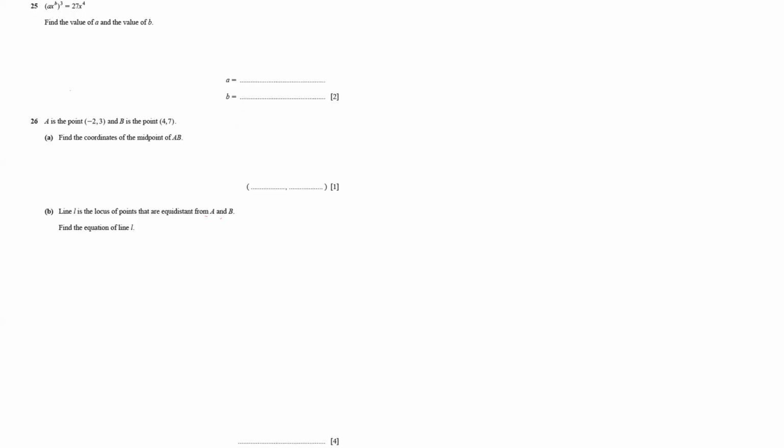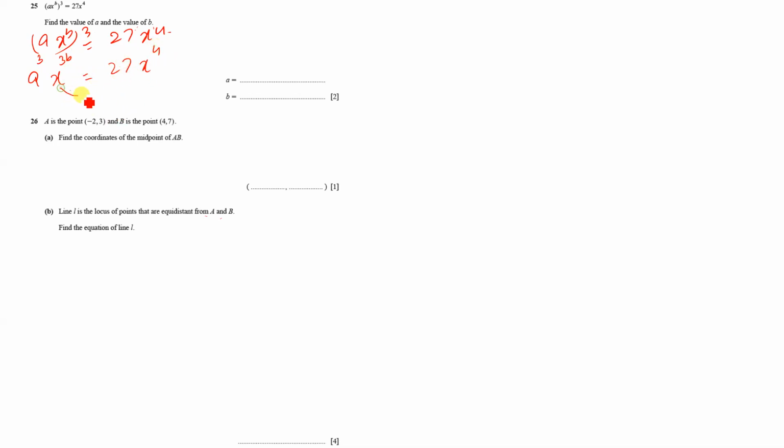Question number 25. Find the value of a and the value of b when a times x to the power b, all cubed, is equal to 27 times x to the power 4. So the left-hand side can be written as a to the power 3 times x to the power 3b, which is equal to 27x to the power 4.